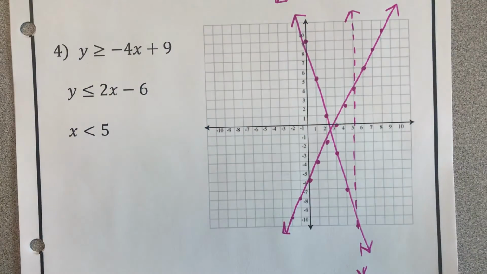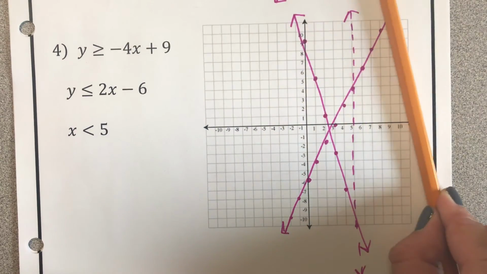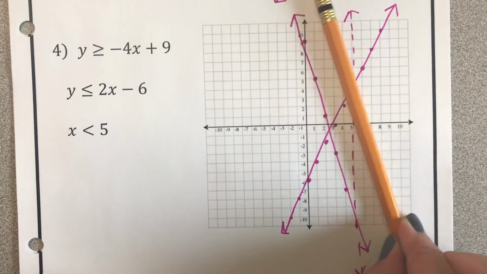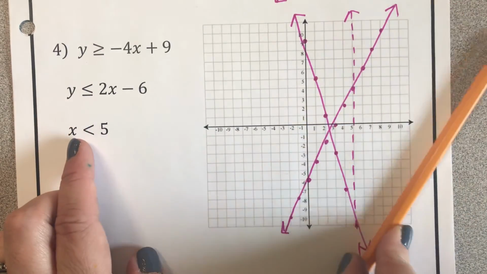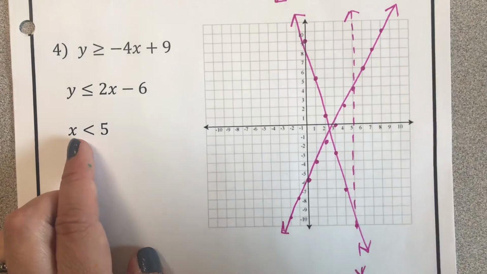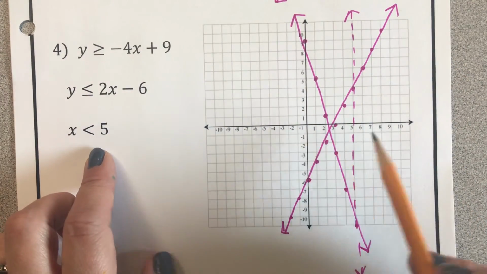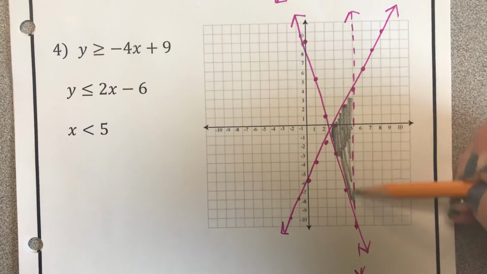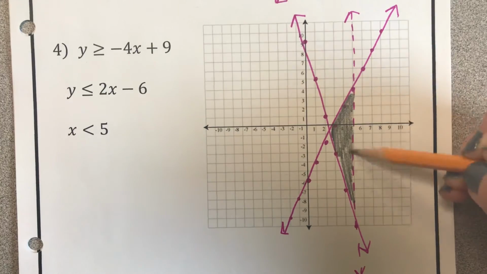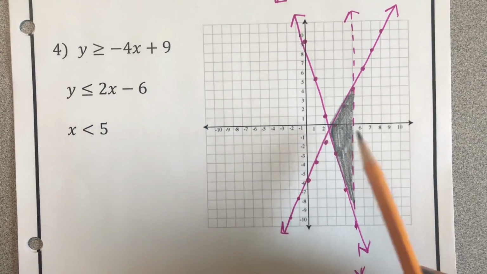Okay, so now that I have all my lines, I'm going to visualize what I'm shading here. Greater than this negative 4x plus 9, so that's this side. Then it has to be less than this line. So now I've narrowed it down to this section right here. But then it's telling me that my x has to be less than 5. So that would be this portion right here. That's the section that, if I shaded all 3 lines, would be shaded by all 3.